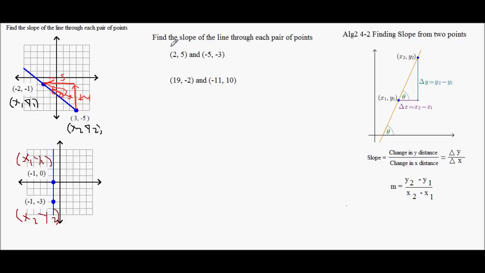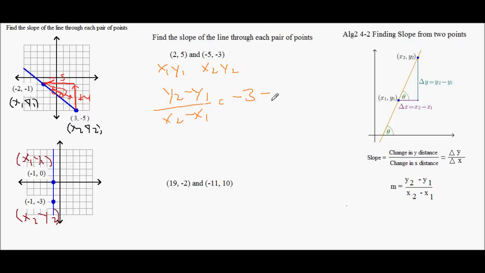So let me move this here, then it'll be easier. Move that down, that'll be good. Okay, so let's take red. Should we use orange? x1, y1, x2, y2. Okay, so y2 minus y1 over x2 minus x1. y2 is negative 3, minus y1, 5, over x2, negative 5, minus x1. x1 is 2. So I get negative 8 over negative 7. Two negatives make a positive. So I end up with 8 over 7 as a slope, m.